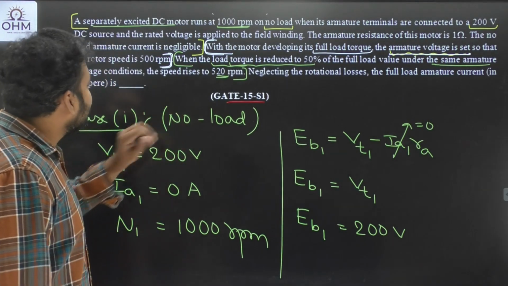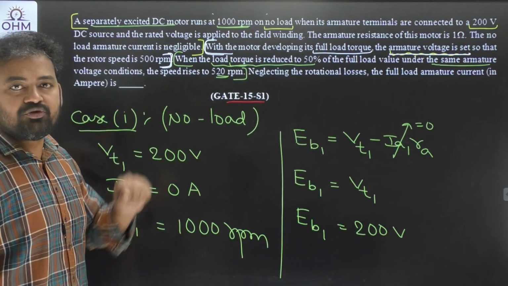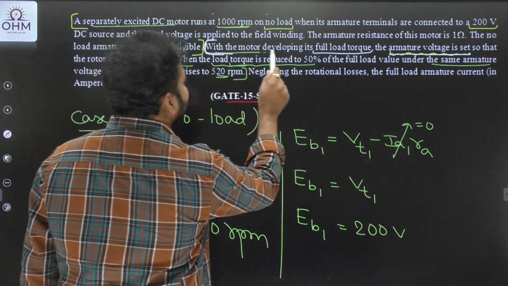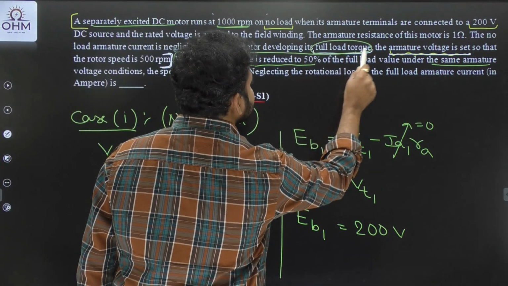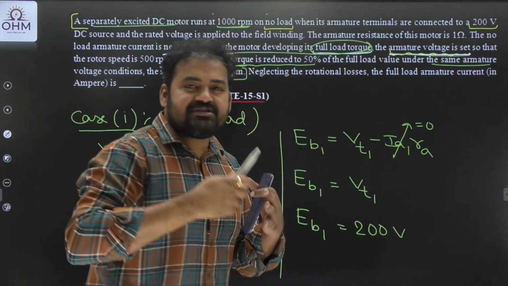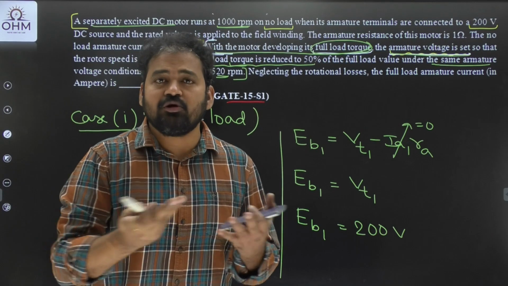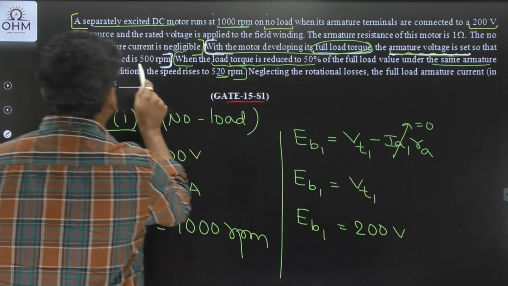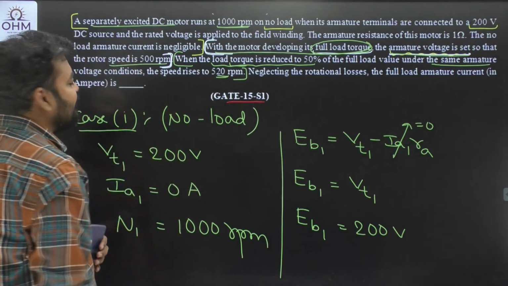Now, the no load condition is completed. Let's move to the full load condition. That is the second case. See, with the motor developing full load torque, this is the second case. Armature voltage is set, which means it is modified. I don't know what the modified voltage is, but it is set such that the machine speed is reduced to 500 rpm.